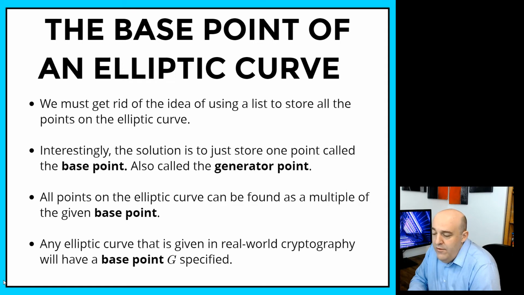It's not unique. There are lots of generator points, lots of base points, but we fix one. And then the idea is every point on the curve can be found as a multiple of the base point. And whenever we're given a curve to use from the real world, a base point will be specified for us to use.